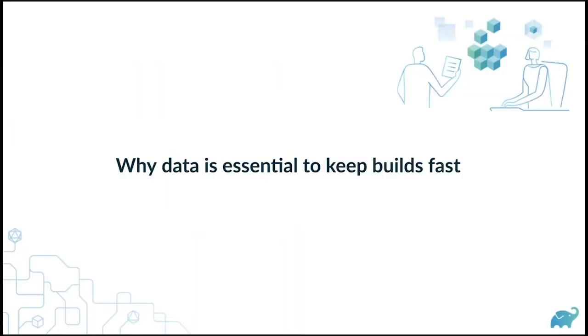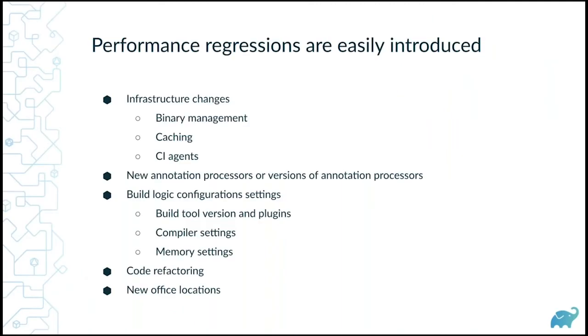We talked a lot about what you can do to make things faster in terms of acceleration technologies, but it's also extremely important that you can actively improve your performance. Performance regressions are easily introduced, right? Infrastructure changes, binary management, CI agent configuration, how the caching is set up. People introduce new annotation processors or change the version of annotation processors and have no idea that the compile time increases by a factor of 5. Build logic, configuration settings, compiler settings, memory settings, code refactorings can affect how performant the build is.